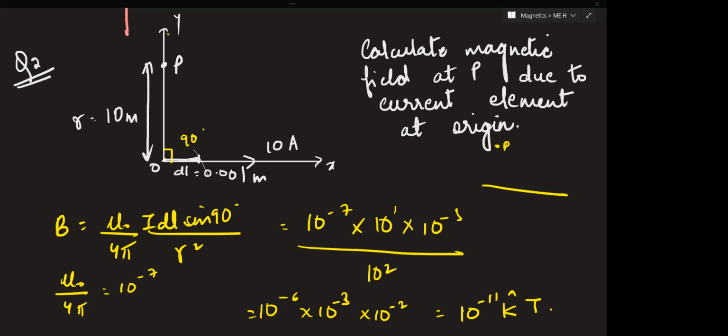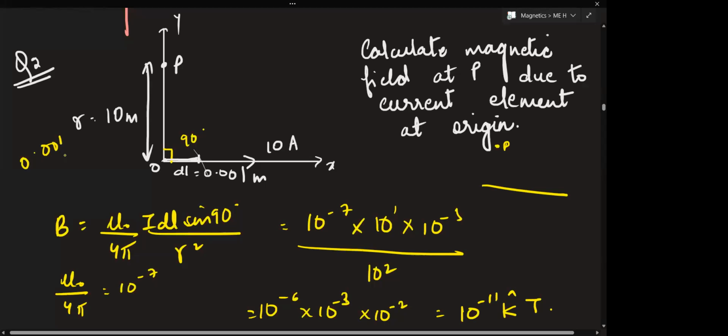10 to the power 3. Where 10 to the power 3? This 10 to the power minus 3, Fahad. Are you asking this? See, DL we write, no? So DL is given what? The current element is already given to you as 0.001. So that can be written as 10 to the power minus 3. You can write this as 1 by 1000, no? So this one.